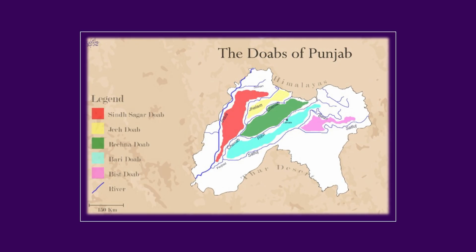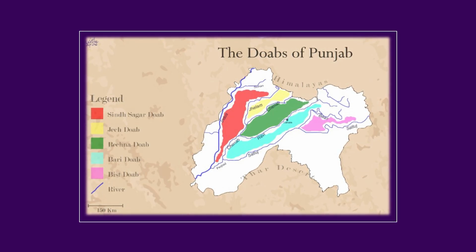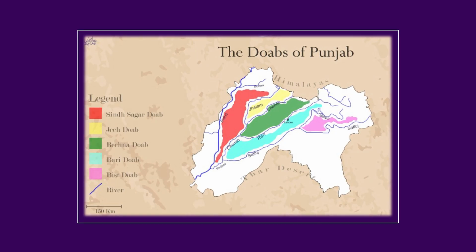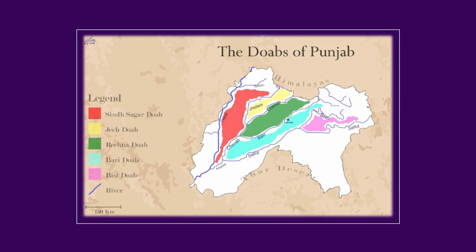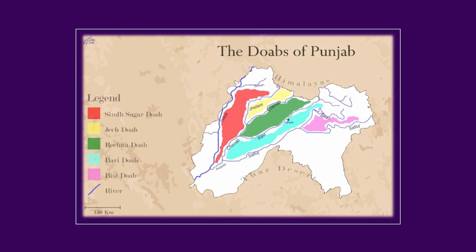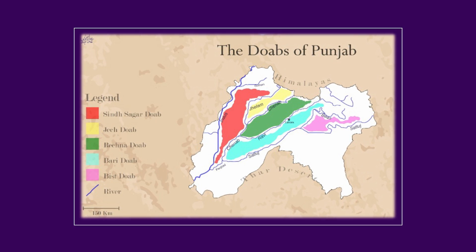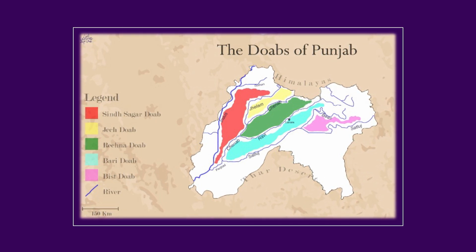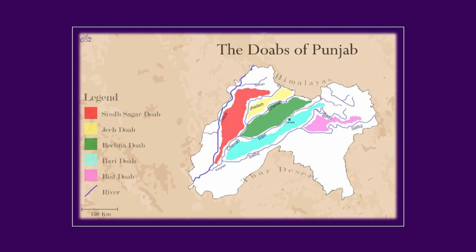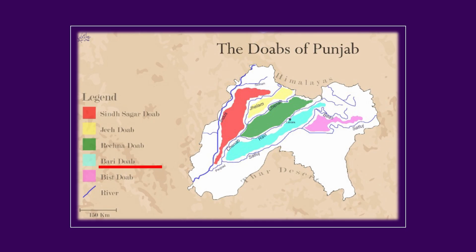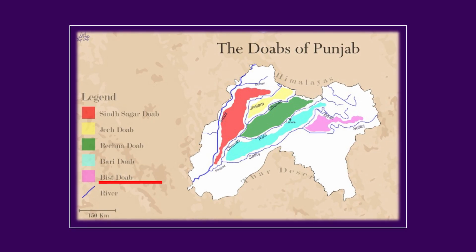Here in this map, we can see the 5 major doabs of India. Doab is a term used in South Asia for a tract of land lying between 2 converging or confluent rivers. Punjab is divided into regions of 5 doabs, which are as follows: Sindh Sagar Doab, Chaj Doab, Rachna Doab, Bari Doab and Bist Doab. We will discuss these doabs in detail later.